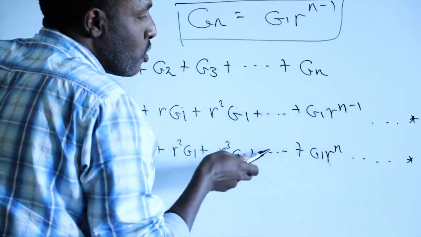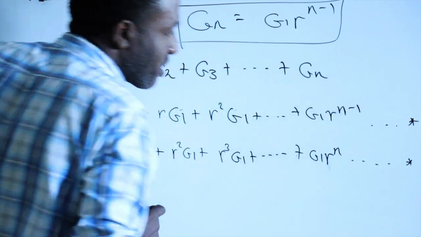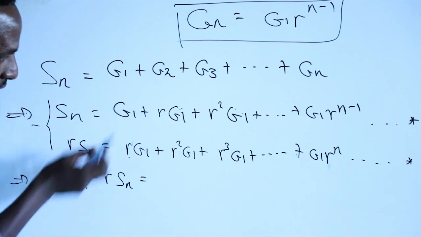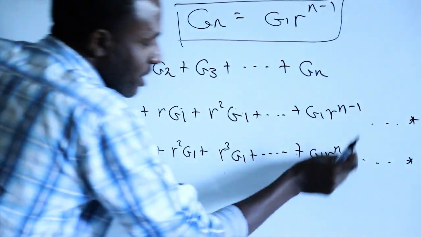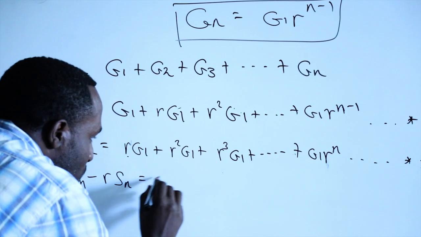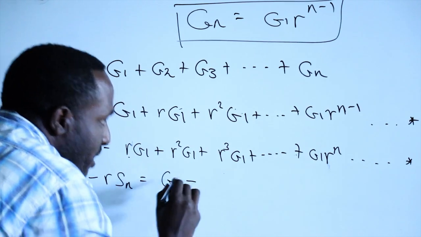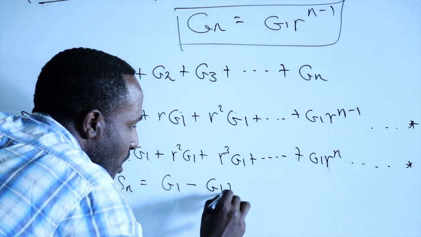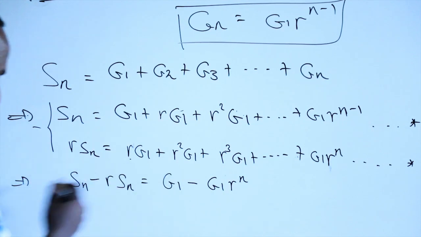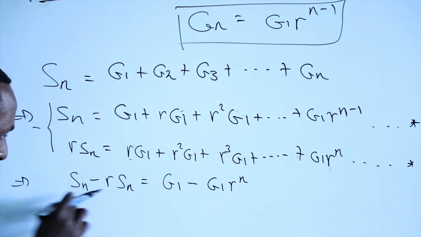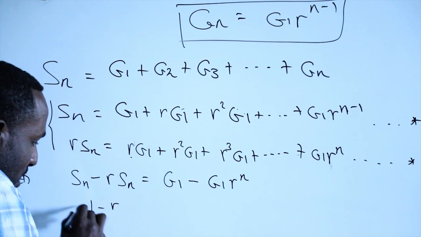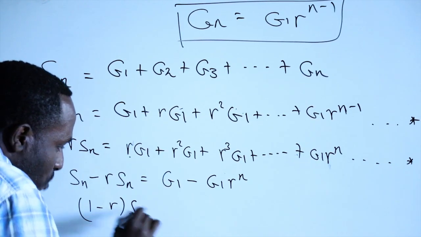So this term will be cancelled out here by G1 times r to the power of n minus 1. So what's left is that the first part here is G1 and the last part here is G1 times r to the power of n, which means G1 minus G1 times r to the power of n. Now if you take from this the common part, Sn minus r times Sn, we can say (1 minus r) times Sn as a common factor.